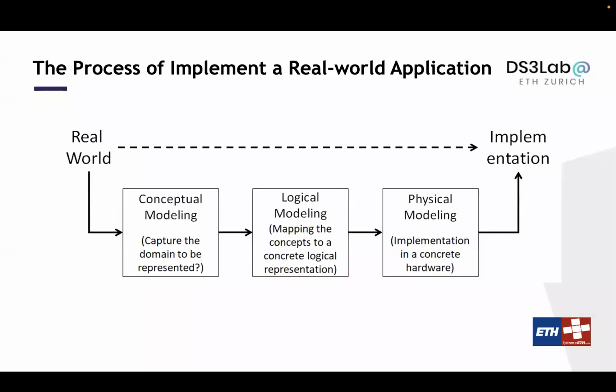Okay, so the process that we are interested in takes as input a real world application that you want to build and outputs a physical implementation using your database system. And usually we think about this process as containing 3 different phases. The first phase is called conceptual modeling. That is the phase that actually interacts with the real world.